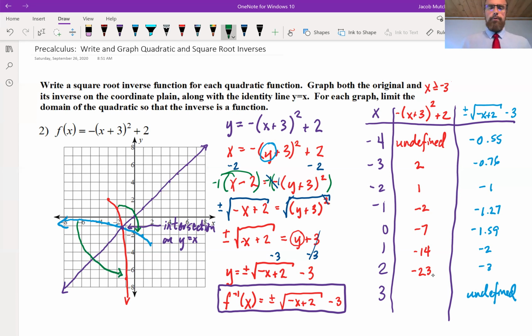Again, to recap, we wrote the equation of the inverse by switching x and y, solving for y, and that gave us this inverse equation. And then we created tables for both the original and the inverse by restricting the domain of the original from its x value of the vertex. And what that did for us is it ensured that the inverse square root was a function and not just a relation. And then we graphed here the original and the inverse on the same coordinate plane. Let's take a look at a second example where we start not with a quadratic, but with a square root function.